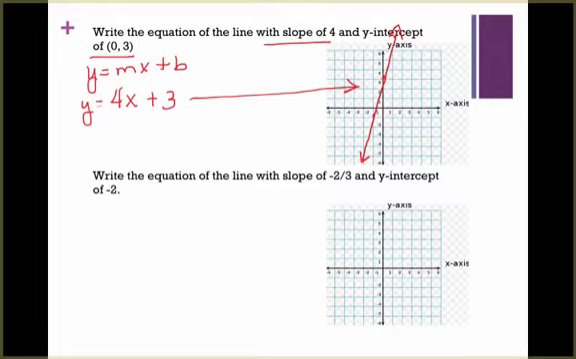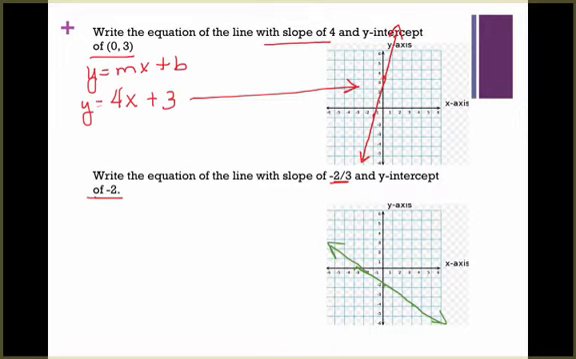Let's look at another one. What if we have a slope of negative 2/3 and a y-intercept of negative 2? Now notice this time they didn't give us our y-intercept as an ordered pair. So let's start at negative 2. And then if our slope is negative 2/3, we're going to count down 2 and over 3 and get another dot. Or we could count up 2 and over negative 3. And now I could connect those dots and find my line.